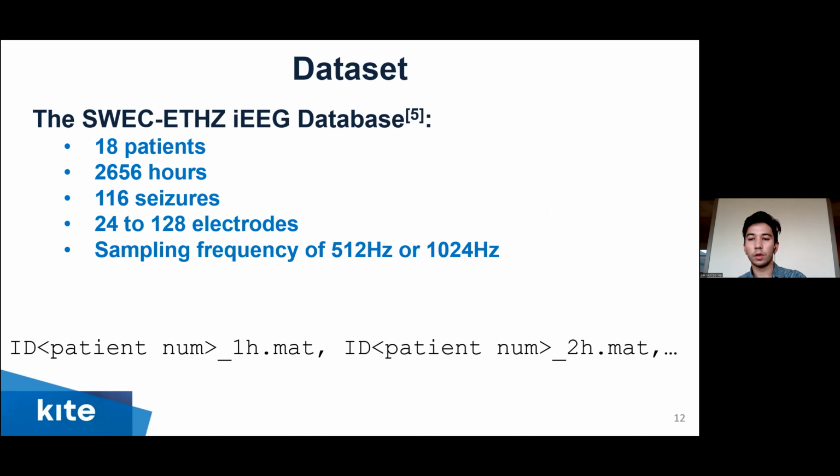The database I'm using here is the Sleep-Wake Epilepsy Center and ETH Zurich intracranial EEG database. It's a database containing continuous recordings from 18 patients with over 2,500 hours and 100 seizures across these patients. It's publicly available, and the reason I chose it is that it's a raw data set, so I have a lot of control over the data parameters I choose.